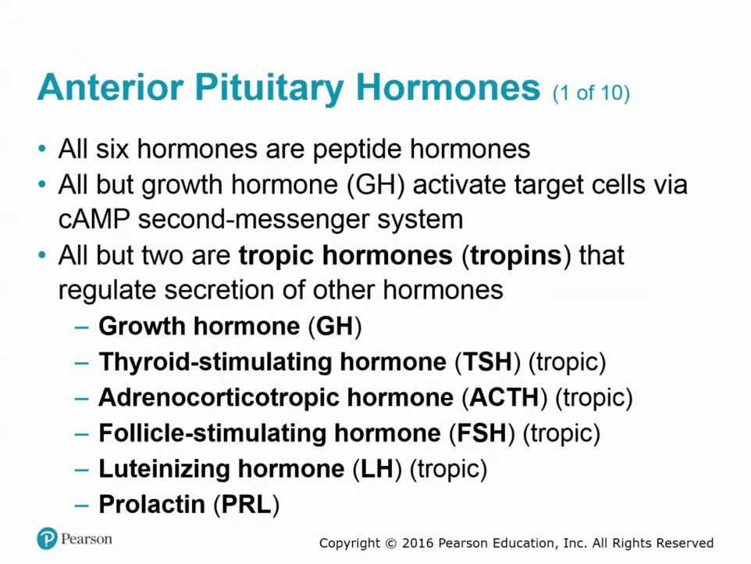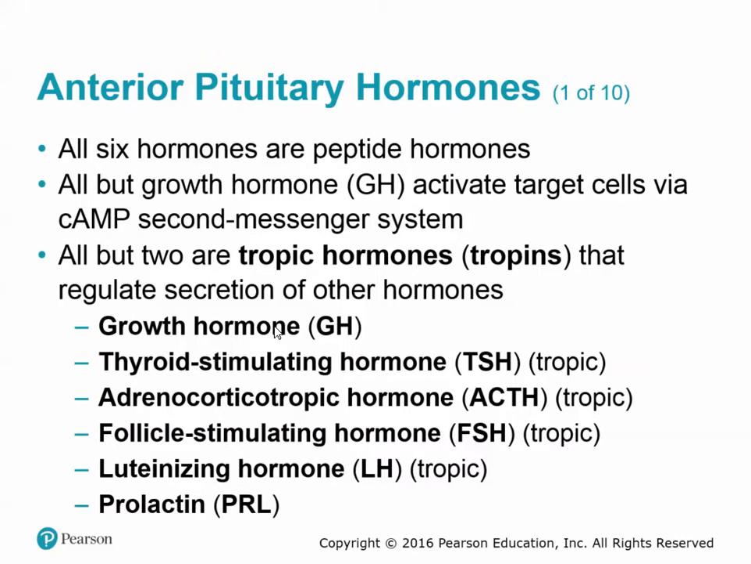So there are six hormones produced in the anterior pituitary. All of them except the growth hormone operate through the second messenger system. And all of them except two act as a tropic hormone. Remember we said tropic hormones stimulate the secretion of other hormones. We'll look a little more in depth at each of these as we go through.